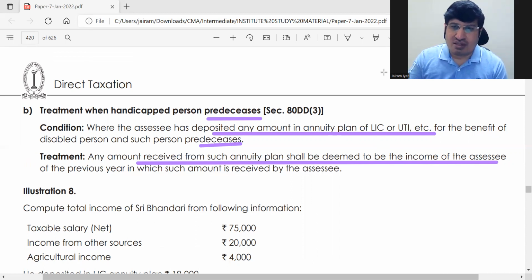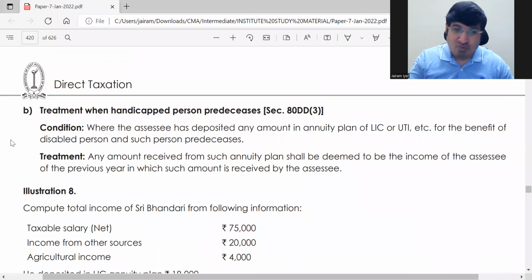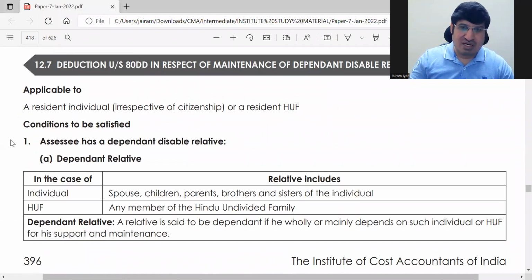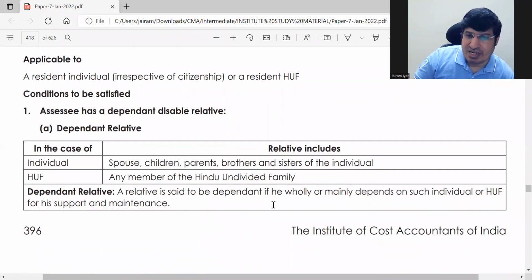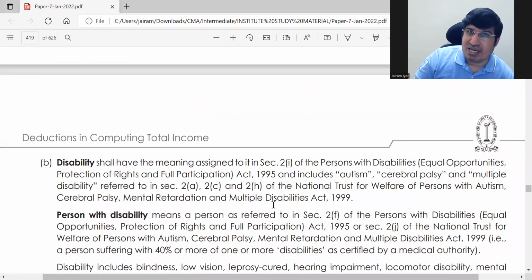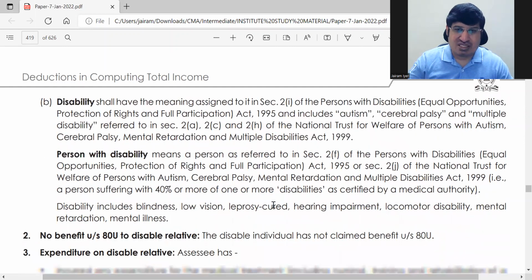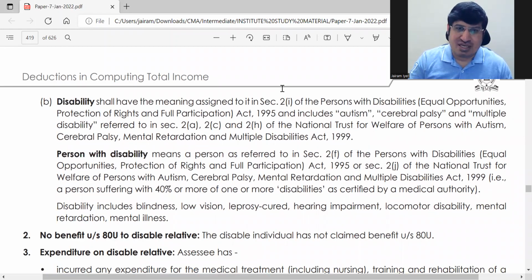Simple. This looks really big, so I'll quickly summarize it for you. First thing is he should be a resident individual or resident HUF. He must have a dependent relative. For HUF, it will be any member of the family: individual, spouse, children, parents, brothers and sisters, immediate family. And he is dependent if he is dependent wholly or mainly on the individual. And disability: we have just seen that there are two acts here which we need to know, not the full name. One is the Persons with Disabilities Act.